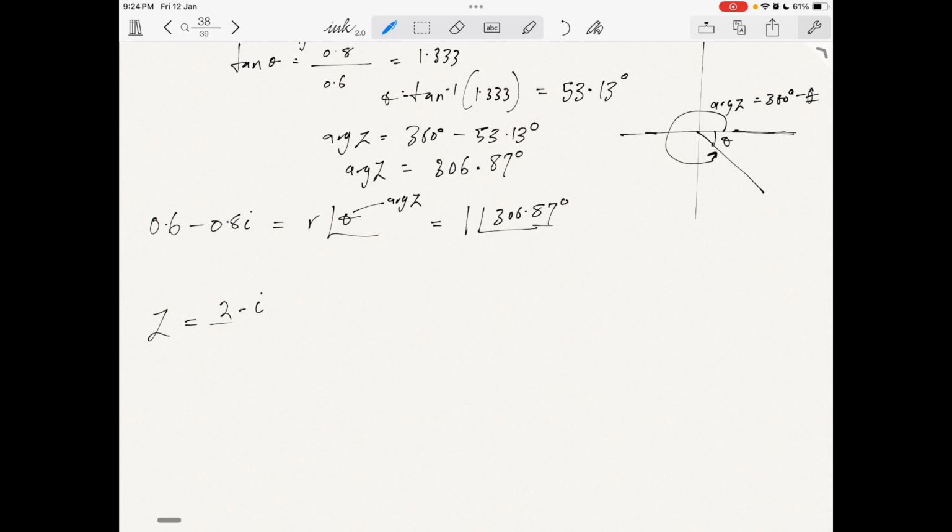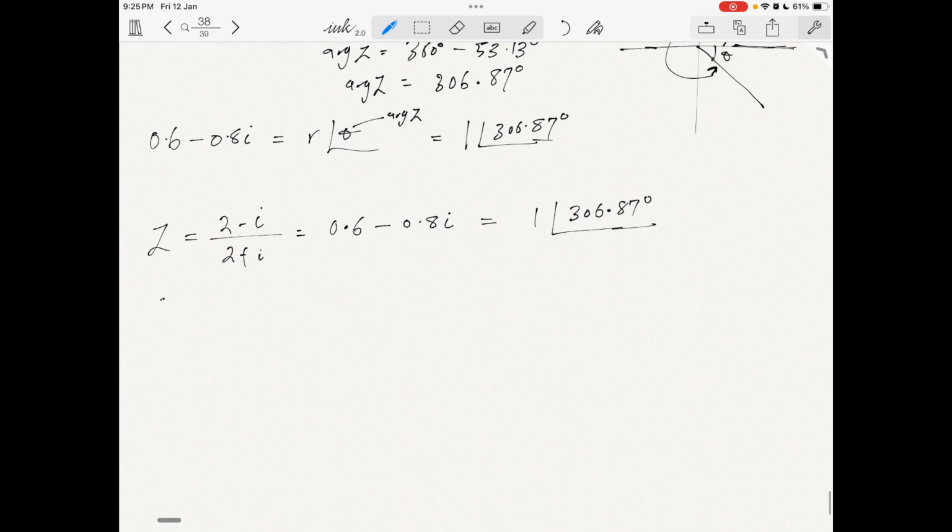Now we can write further that z, which was equal to 2 minus i divided by 2 plus i, when we solve this using division of complex numbers by multiplying the numerator and denominator by the conjugate of the denominator, we had 0.6 minus 0.8i, and thereafter when we converted 0.6 minus 0.8i to polar form, we have 1 argument 306.87 degrees. Now the next thing to do is to find the cube root of this. So we are expected to find the 3 cube roots of 1 argument 306.87 degrees.